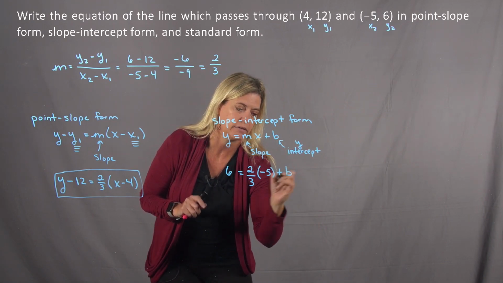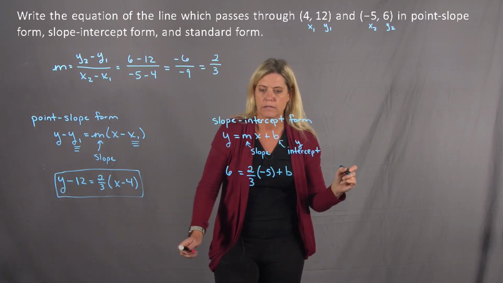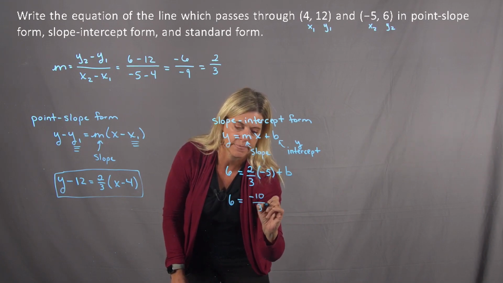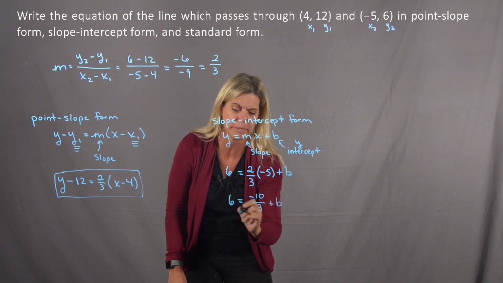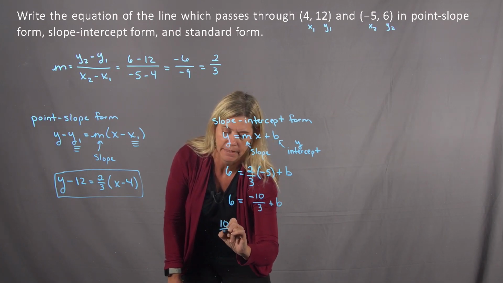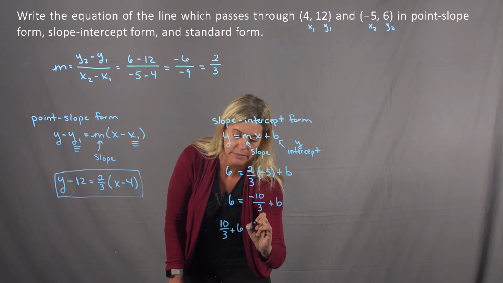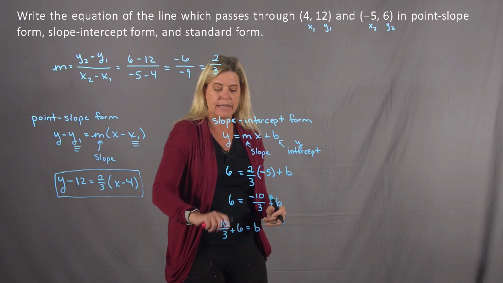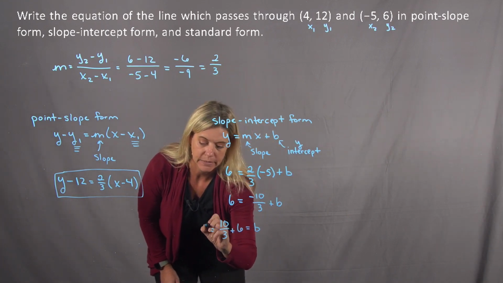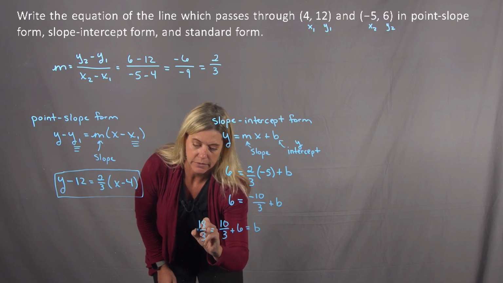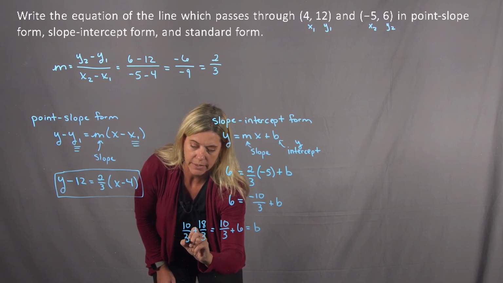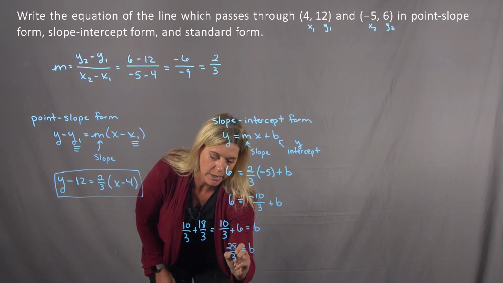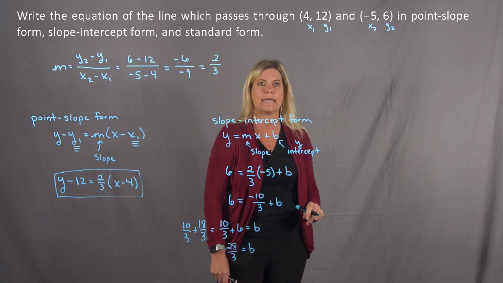And now my only unknown quantity here is b, the y-intercept. So let's go ahead and solve this. We would get 6 is equal to negative 10/3 plus b. To solve for b, we add 10/3 to both sides. So 10/3 plus 6 is equal to b. Now I'm going to get a common denominator and add them. So 6 with a denominator of 3 is 18/3, and then I'm still adding the 10/3 to that. So what I find out here is that b is equal to 28/3. My y-intercept is 28/3.